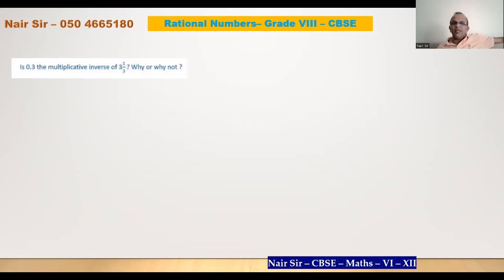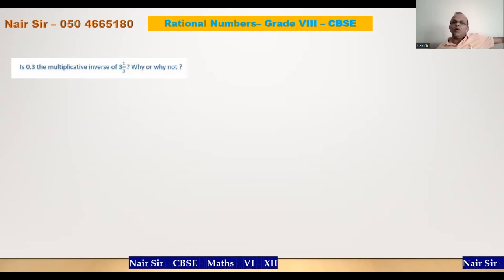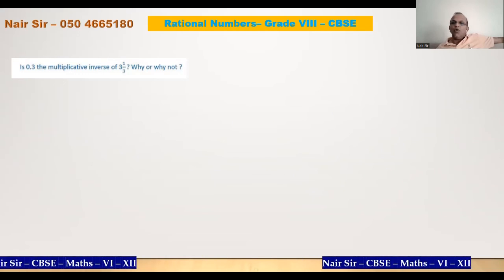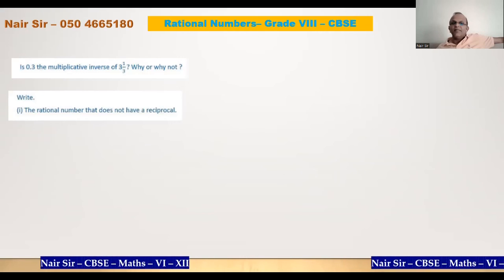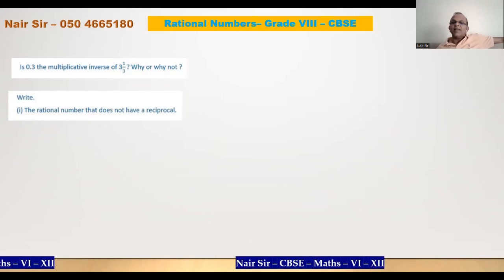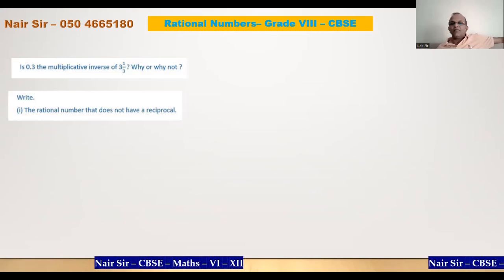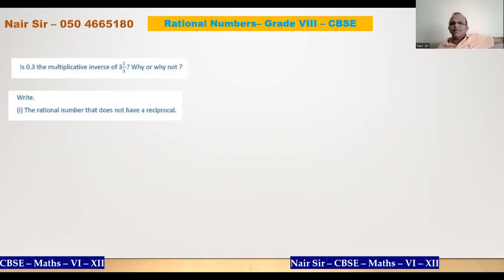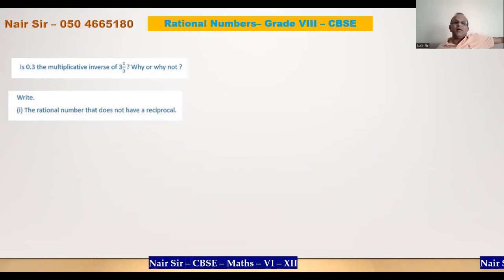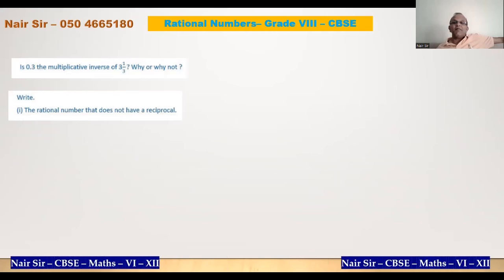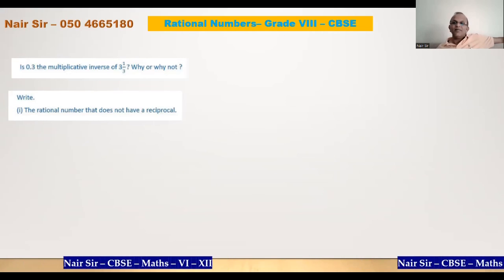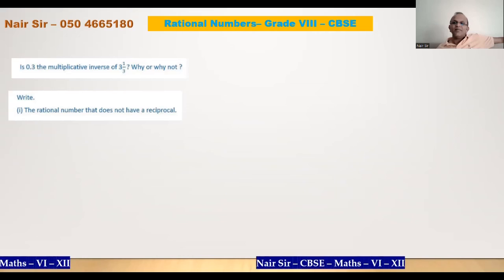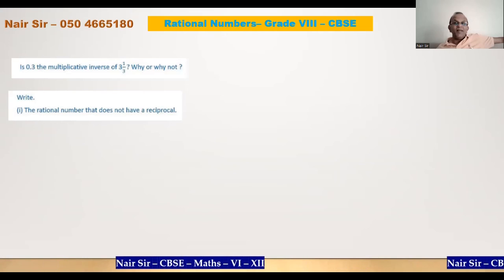Check this one. Is 0.3 the multiplicative inverse of 3 whole 1 upon 3? Why or why not? Do it. The rational number that does not have a reciprocal. Which number does not have a reciprocal? Can you tell me?